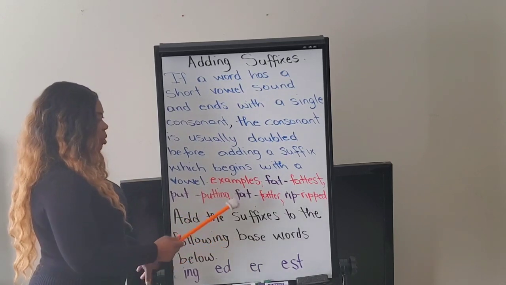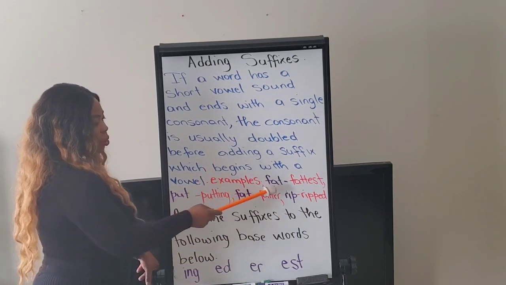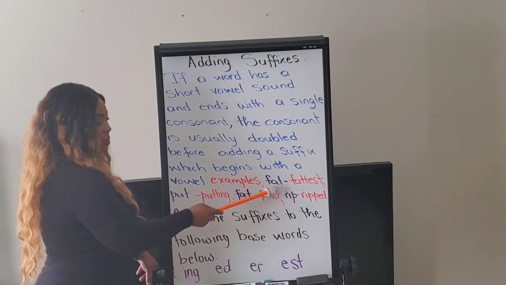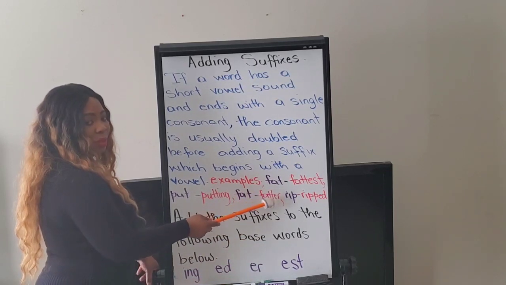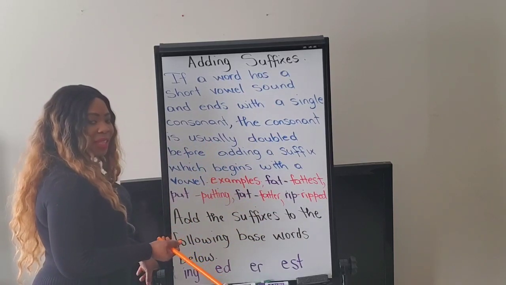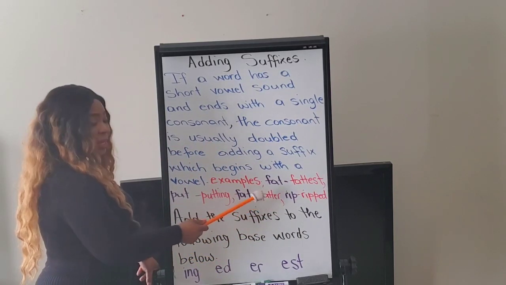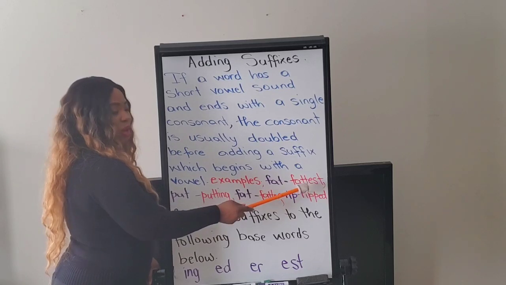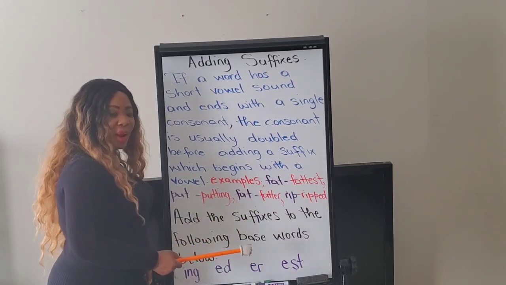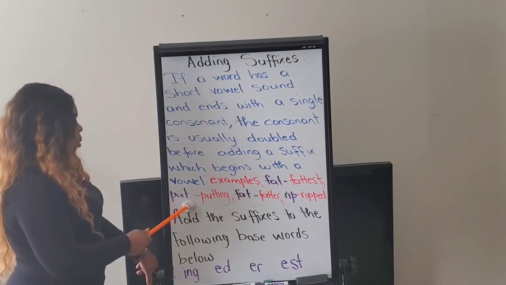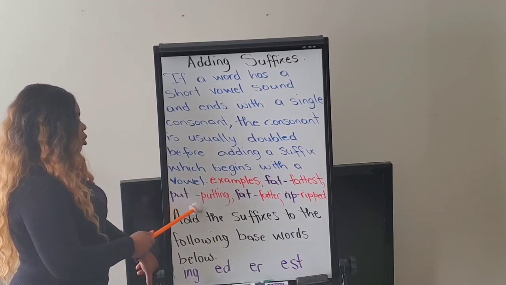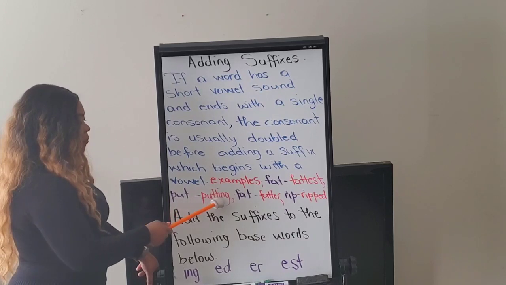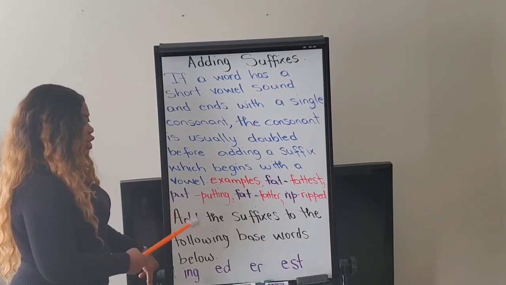So here are some examples. I have fat. According to the rule, we would double this consonant before adding the suffix. So she is fat, which is the positive, but the comparative would be fatter. The superlative: of the three girls, she is the fattest, okay? Here we have another one, put. Of course we would double the T, the consonant, before adding the suffix ing: putting.